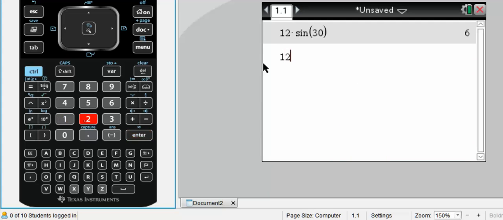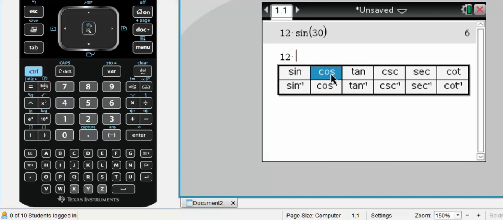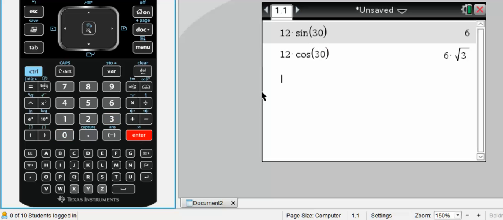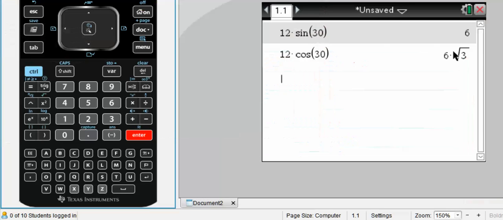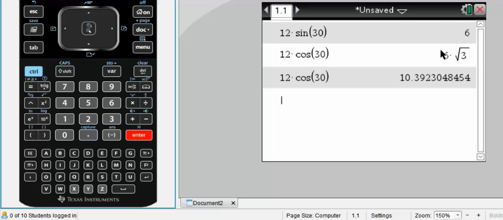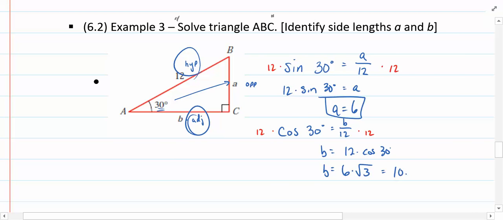So on my calculator here, 12 times cosine of 30 is equal to 6 times the square root of 3. B is equal to 6 times the square root of 3. Now, if you're using a handheld calculator that doesn't give precise results, that's okay. If you see the result 10.3923, that would be perfectly fine to use. Just make sure that you round it appropriately to the 4th decimal place. 10.3923, and either of those solutions would be correct.